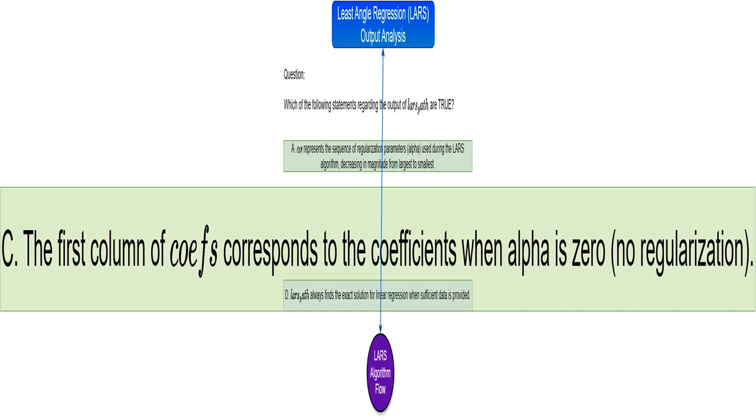This statement asserts that the first column of the *cofs* matrix contains the coefficients for the case when there is no regularization, alpha equals 0. I'll check if this interpretation is correct. This is an important check to see if I fully understand the alpha-cofs relationship.